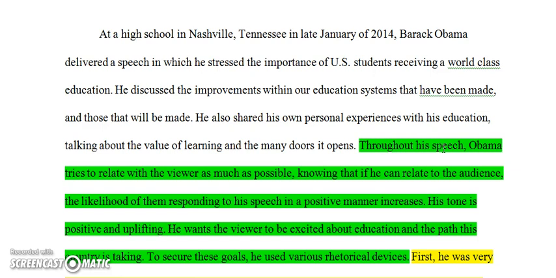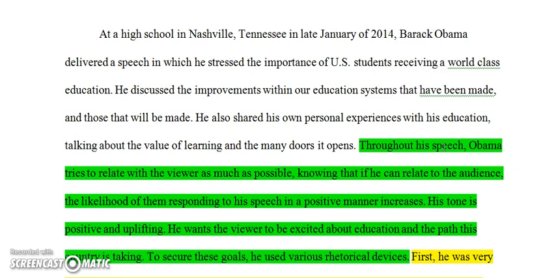Throughout his speech, Obama tries to relate with the viewer as much as possible, knowing that if he can relate to the audience, the likelihood of them responding to his speech in a positive manner increases. Okay, here it's a way of talking about one of the rhetorical challenges that President Obama faced in this particular situation, and that is to relate to the audience. His tone is positive and uplifting. He wants the viewer to be excited about education and the path this country is taking.